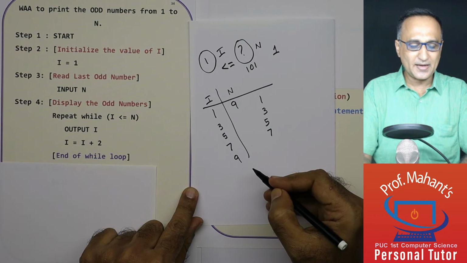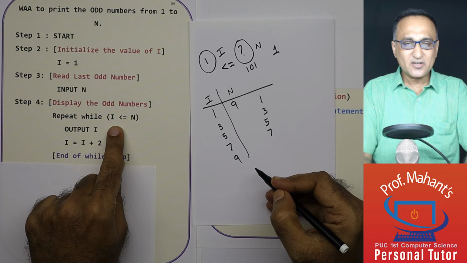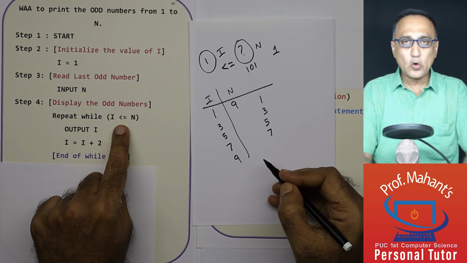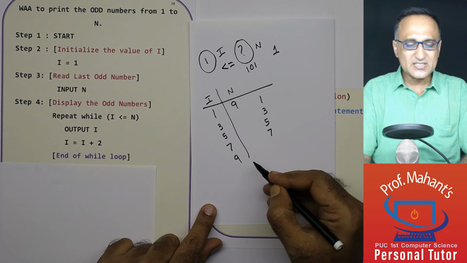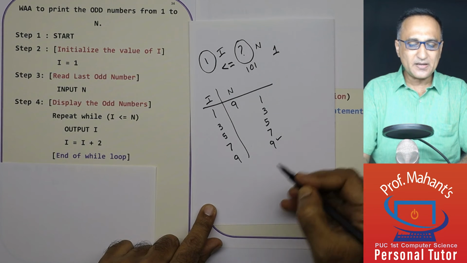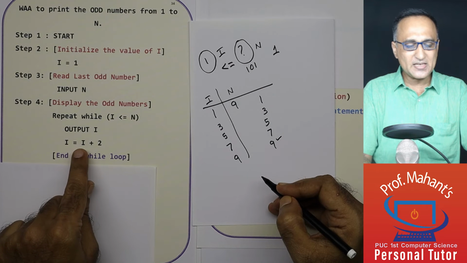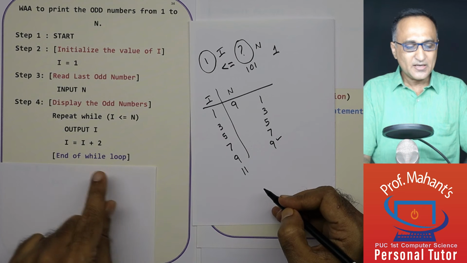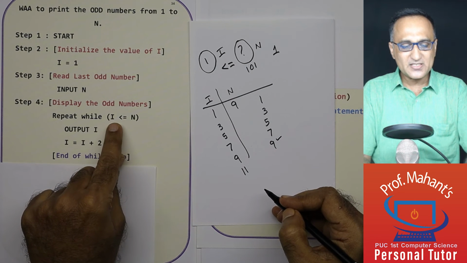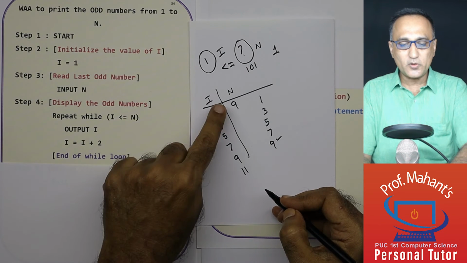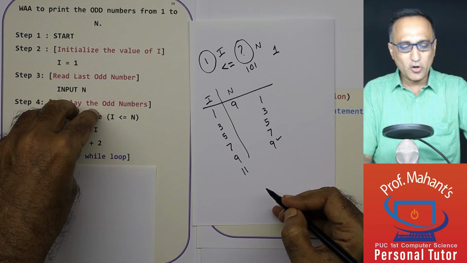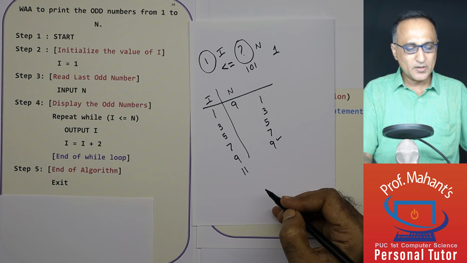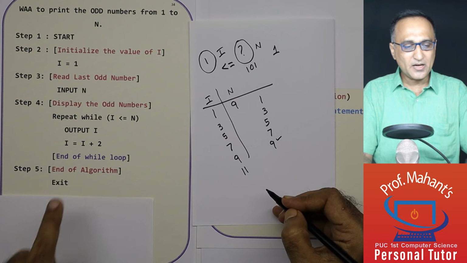I becomes 9. Still 9 has not exceeded 9. 9 is equal to 9. This means less than or equal to 9. So since it is less than or equal to 9, I print 9 also. Now I is 9. It becomes 9 plus 2, which is 11. Once you come here, 11 is definitely not less than or equal to 9. So this condition becomes false and I come out of the while loop. And here I am ending my algorithm.